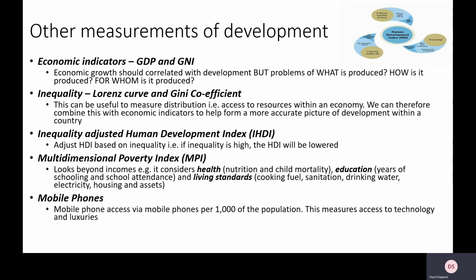Now you've got up on the screen here some other things that we can look at to measure economic development in an economy. So a lot of people would argue gross domestic product, GDP and GNI, are decent measurements. So you can divide these by population, you can factor in price levels and exchange rate variations by looking at PPP. But again, they take no account of what's produced, how it's produced, and for whom it's produced. The Lorenz curve and Gini coefficients can be quite useful, because what we can do is look at inequality within an economy.